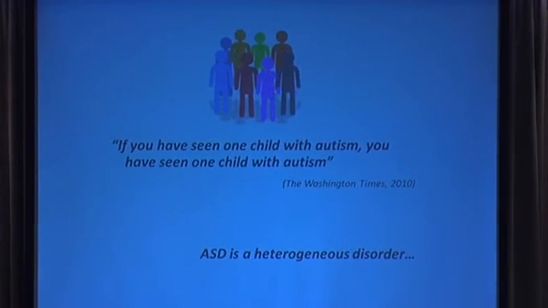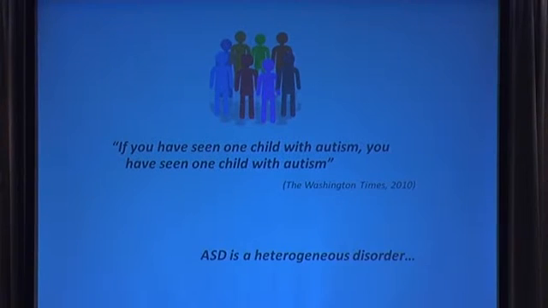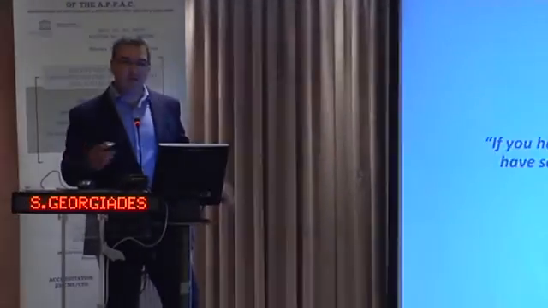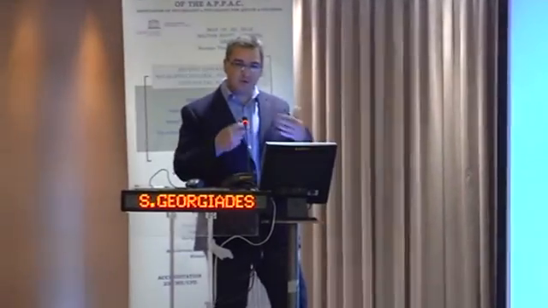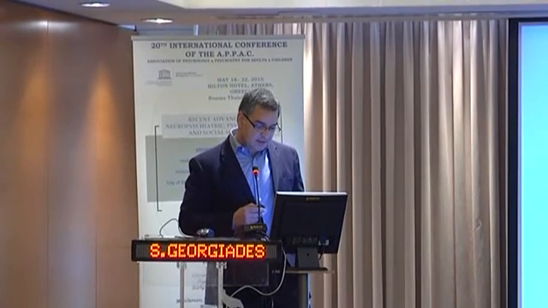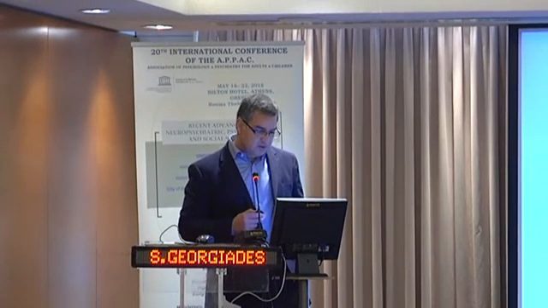Now, back in 2010, there was a piece in the Washington Times, and a quote from that piece has been picked up by the media and is frequently used. That quote is, "If you have seen one child with autism, you have seen one child with autism." Well, of course, parents and clinicians have known this for years, but it's now in the Times, published, so we can use it. So the bottom line here is that ASD is a remarkably heterogeneous disorder.